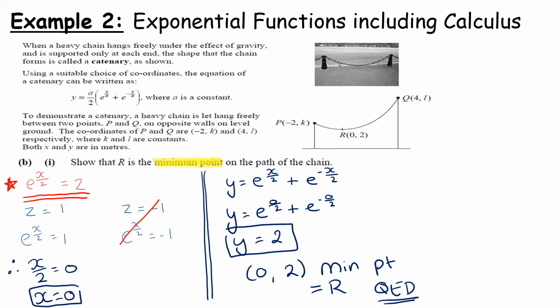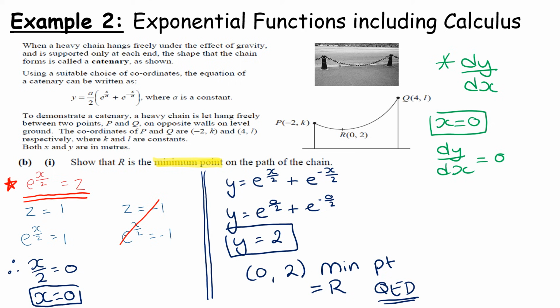Now, if you want to use substitution, so when we got our dy dx, this is kind of an alternative way. So when you have dy dx, if you wanted to sub in x equals 0 and show that dy dx equals 0, all I would say there is just make sure that you check that it is a minimum point, that you haven't possibly found a maximum point.